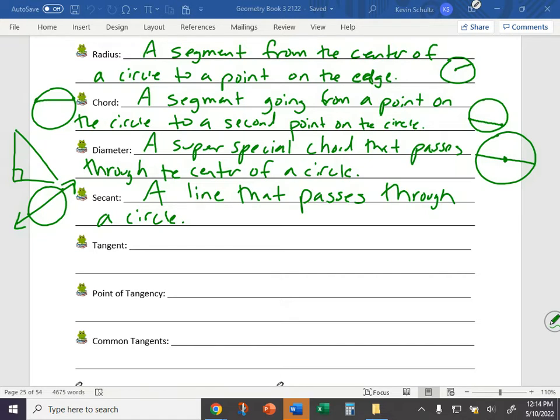Okay. Tangent. Again, not the tangent of a triangle. Yes. Is it a line that passes through the center of a circle? No, it is not. That's a good guess, though. A tangent is a segment, ray, or line.